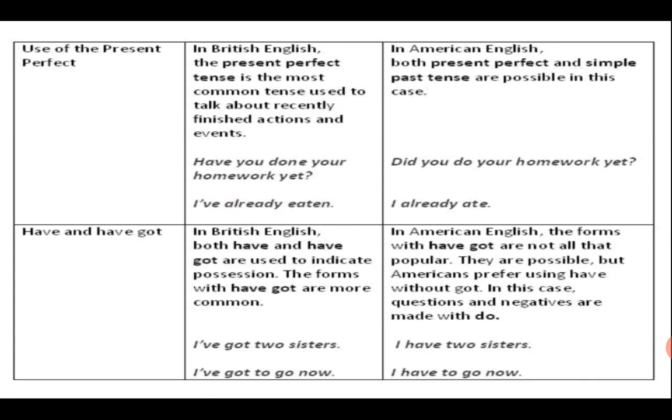Let me add some more examples for this. I have got two cars, used by Britishers. Americans say I have two cars. Britishers say I have got three houses, whereas Americans say I have three houses.